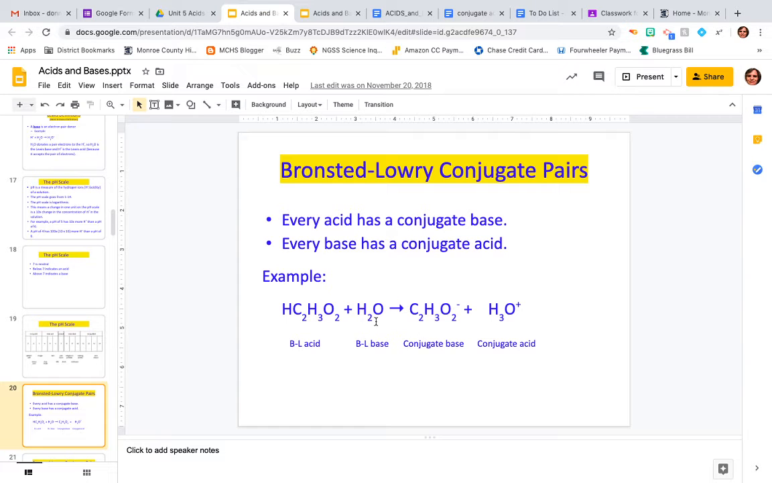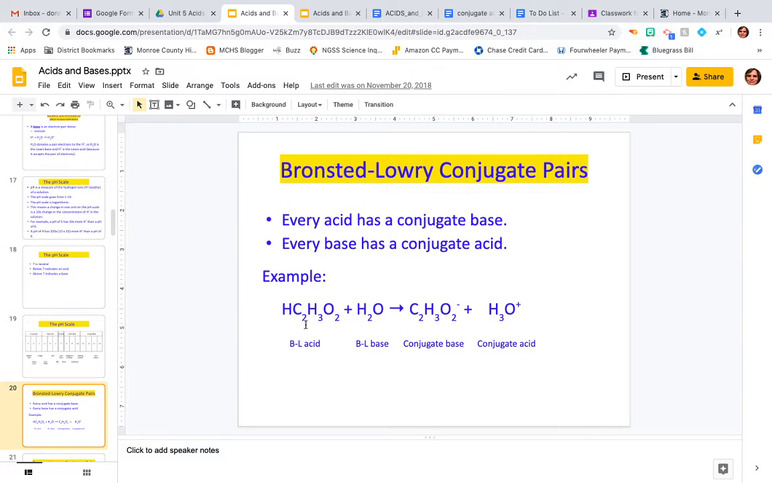Then when we look at this thing, okay, H2O became H3O plus. It gained a proton, or accepted a proton. So then this was the base because it accepted a proton, and this is its conjugate acid. So what it is before it does the gaining or losing is the acid and base, and then what it is after it does the gaining or losing is the conjugate of that.